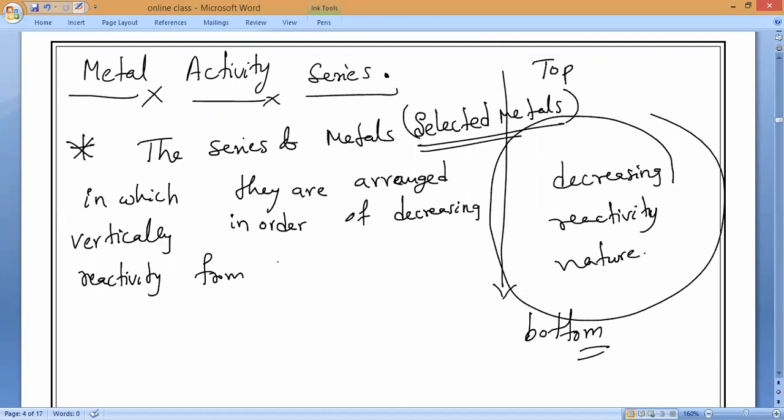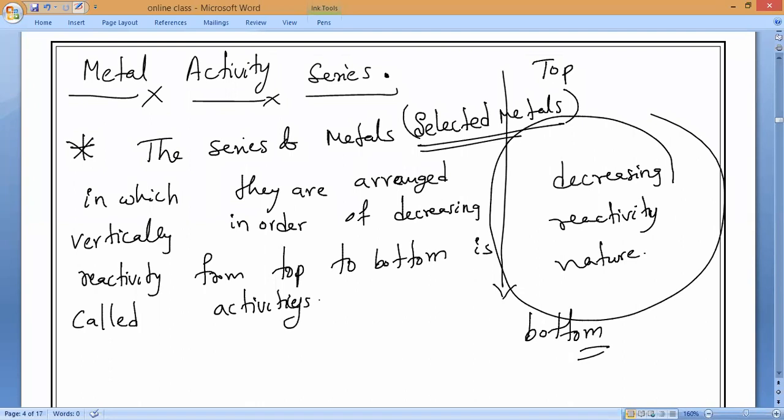Decreasing reactivity from top to bottom is called the activity series, or metal activity series, or reactivity series. So this is the definition.